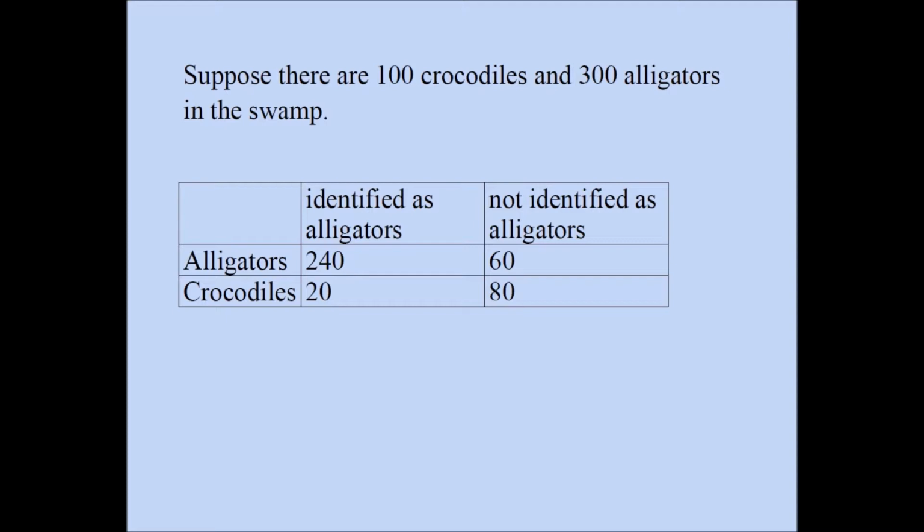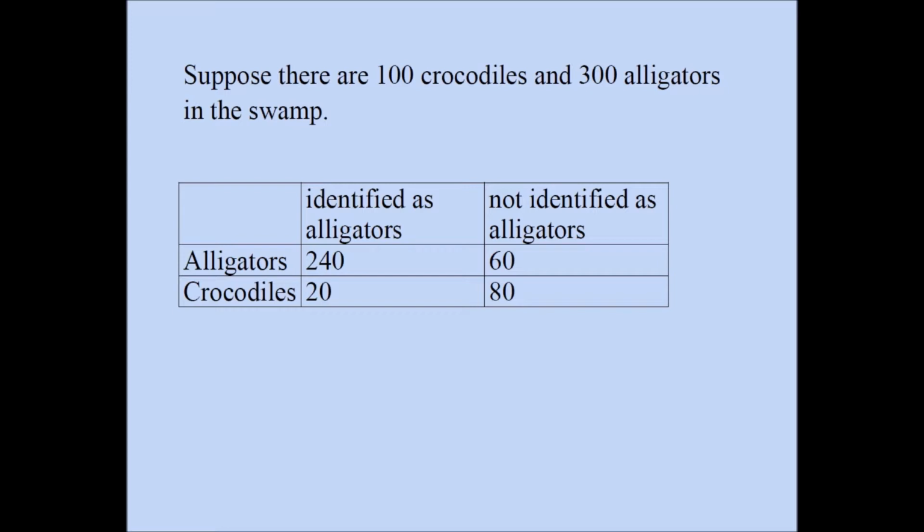Now, according to the question, Jim can identify an alligator correctly 80% of the time. So out of 300 alligators, if he were shown 300 alligators, he would identify 240, which is 80% of 300, correctly. And 60 of them will not be identified as alligators, they'll be identified as crocodiles.